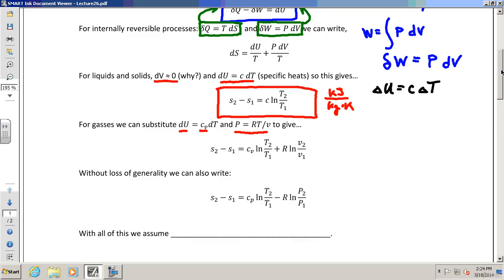Also, of course, anytime we have gases, I can't escape the ideal gas law. I feel like I've got to use it.